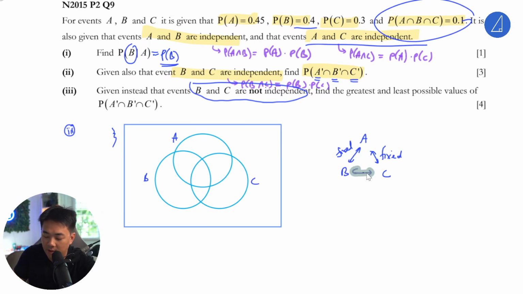This is the one in the flux. Okay, so usually what I'll ask students to do is you just consider these two areas first, then you bring C in later. Okay, so you decide the relationship between A and B in the Venn diagram.